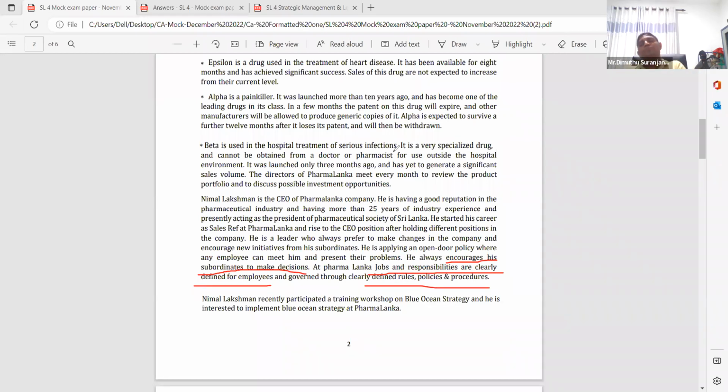Now, from those points, you can identify what is the real culture this organization has. So, can someone let me know, based on these characteristics, in what type of organization we have clearly defined rules, policies, and procedures, and jobs and responsibilities are clearly defined, and employees have clearly defined job descriptions, authority is delegated, so employees are empowered to take decisions. If you look at this, is this role culture?